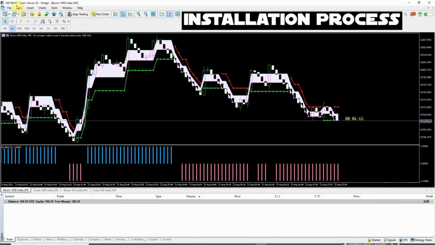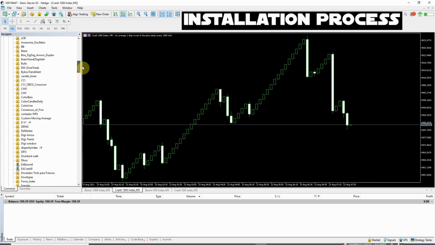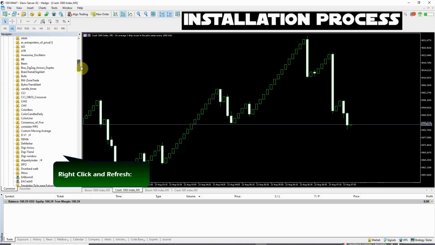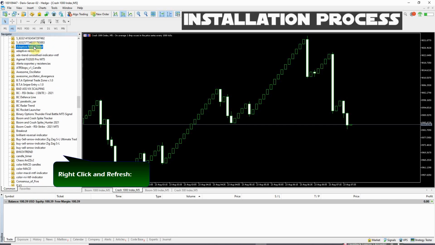Close the data folder and at the top of your MT5 click on View, scroll down and click on Navigator to open the MT5 panel where you access all the installed tools. Right-click on the Navigator panel and click on Refresh to load all the new installed files.